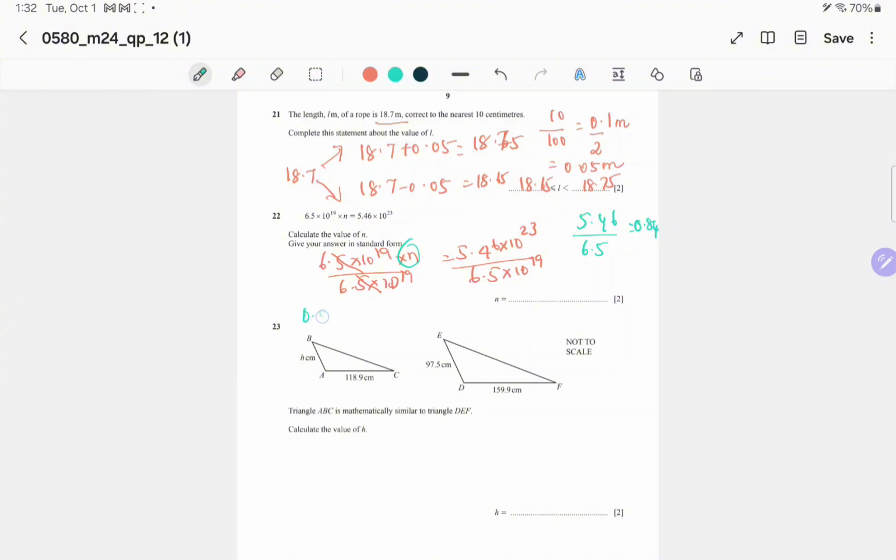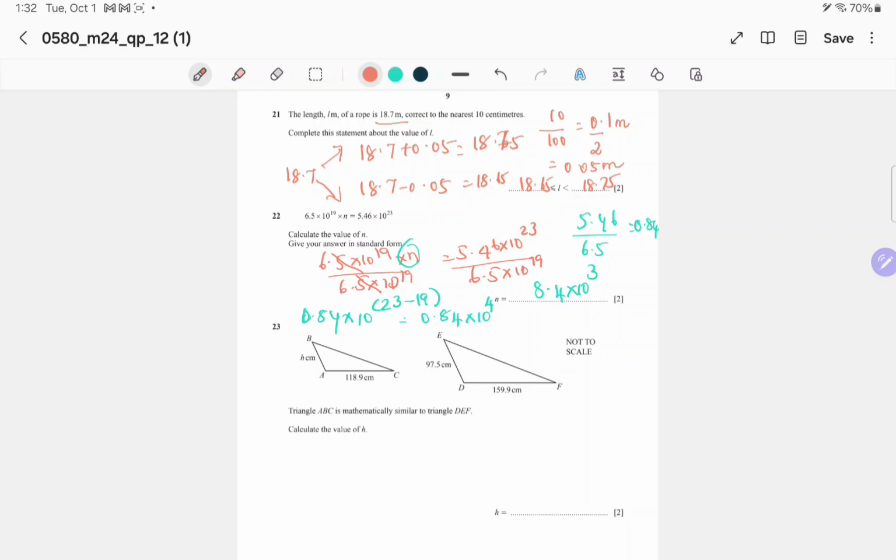It's 0.84. Okay, 0.84 into 10 power. Here the top power is 23, the bottom power is 19. So we will subtract, which is approximately equal to 0.84 into 10 power 4. We will come back to the answer. So automatically it is 8.4 into 10 power 3. Okay, this is the final answer for this question.